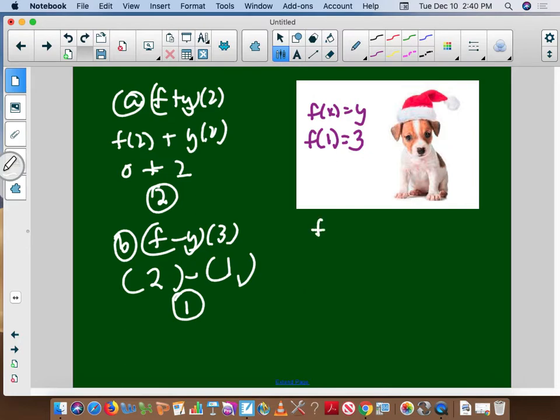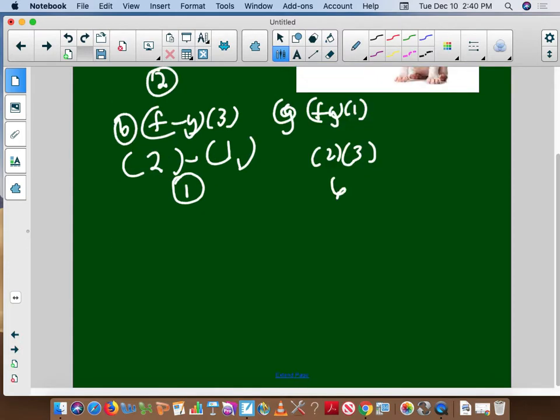F times G of 1. All right, so I'm going to find, wow, it skipped a G. I'm going to find F of 1, which is 2, and G of 1, which is 3. I got 6. And then F over G of 1. F of 1 was 2, G of 1 is 3, and you can just leave it like that. Oh, we didn't have to solve it.